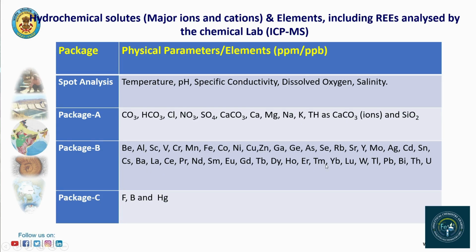And package B: these are the elements and REEs, analyzed by ICP-MS in the lab. And in package C, the fluoride, boron, and mercury are also analyzed in the lab.